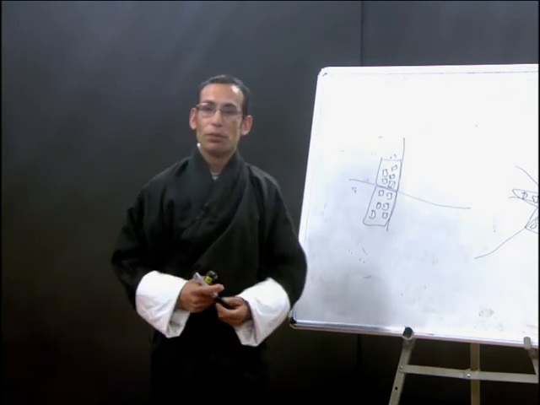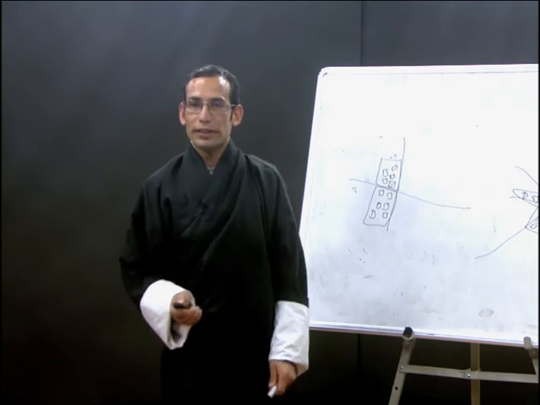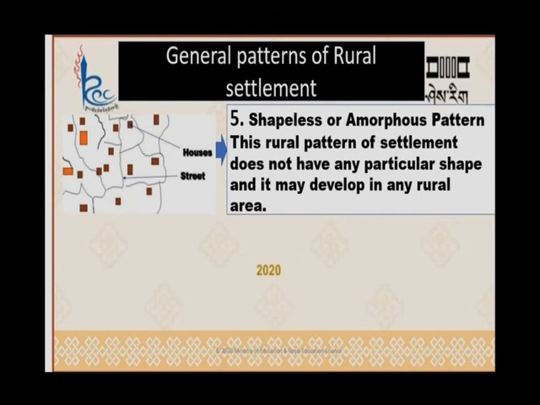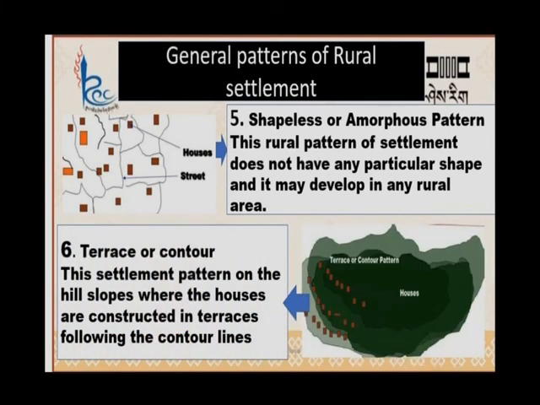Okay, now the next type of settlement pattern found is shapeless or amorphous. A settlement found in a rural area which does not have any type of shape. Houses will develop as they wish and there is no shape. That is called a shapeless or amorphous settlement pattern. And the last pattern of settlement is the terrace or contour pattern.